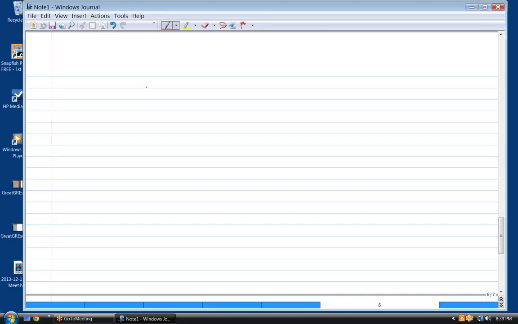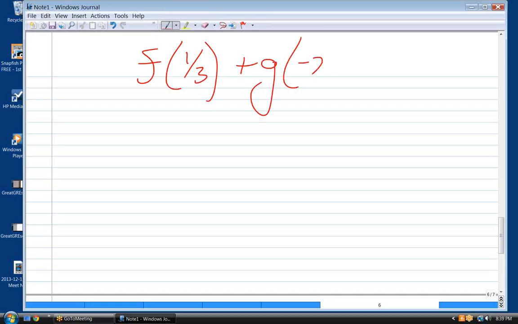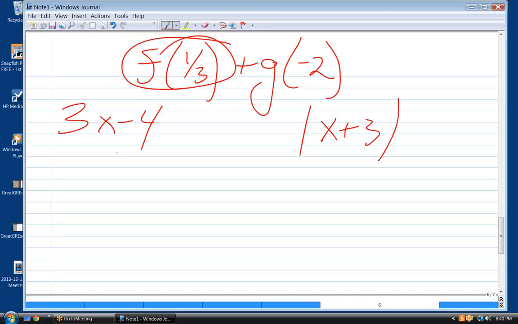The other one it gives me is f of 1/3 plus g of negative 2. And we use the same f of x equals 3x minus 4 and g of x equals absolute value of x plus 3. So what's f of 1/3? Wait. Do we just use the 1/3, or since it's plus g of negative 2, plug that in too? No, one at a time. Plug in the 1/3 to the f of x function. What do we get?